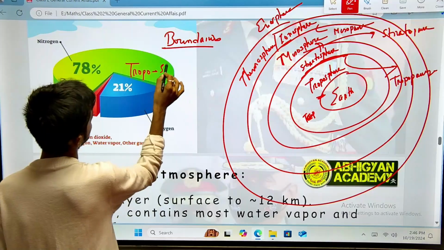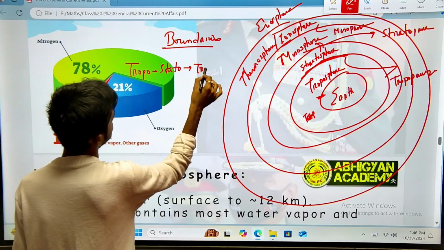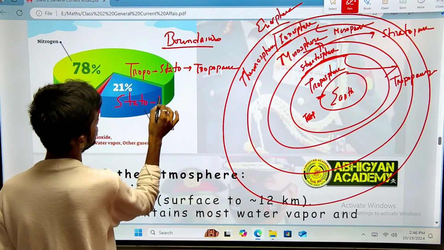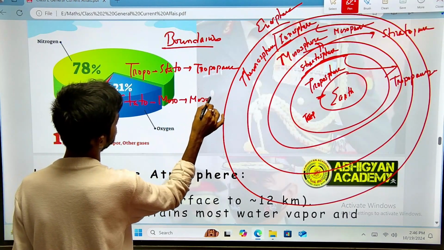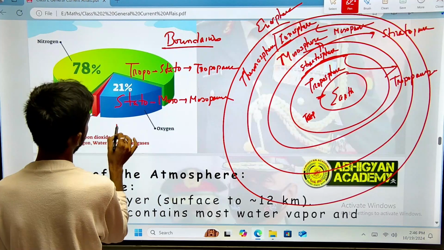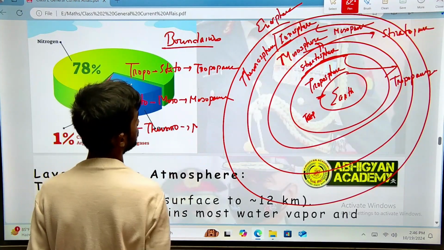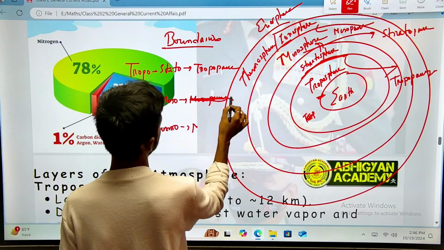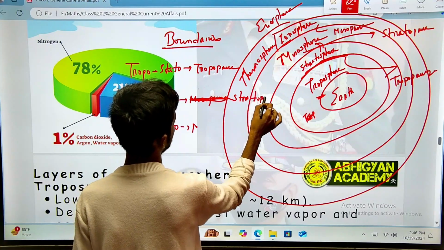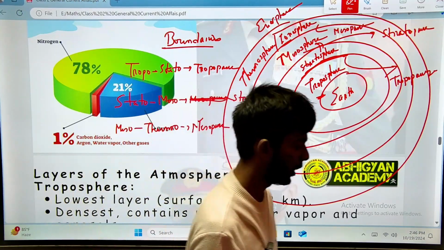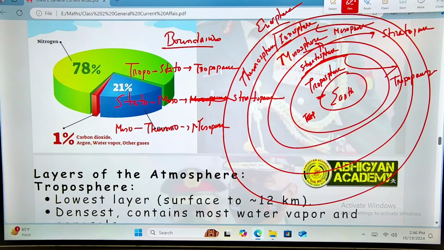Between tropo and strato is the tropopause. The boundary between strato and meso is the stratopause. The boundary between meso and thermo is the mesopause. So these are the different layers surrounding our Earth's atmosphere: the troposphere, stratosphere, mesosphere, thermosphere or ionosphere, and lastly the exosphere, and the different boundaries they share with each other.